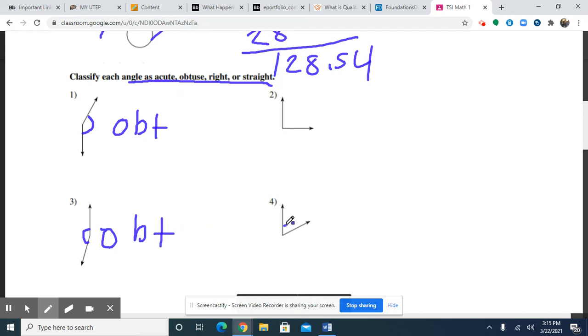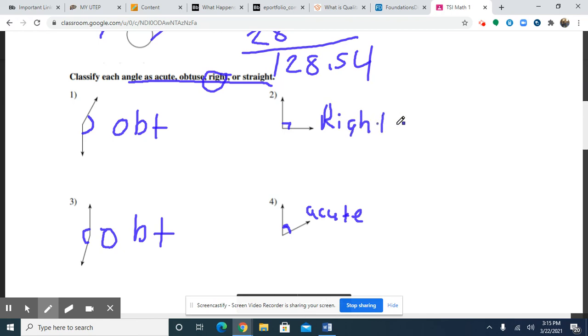Acute angles are smaller than 90 degrees, so they're the smaller types of angles, which is an example here with 4. And finally, we have a right angle, which we can draw a square here. This is exactly 90 degrees, so we could say that this is a right angle.